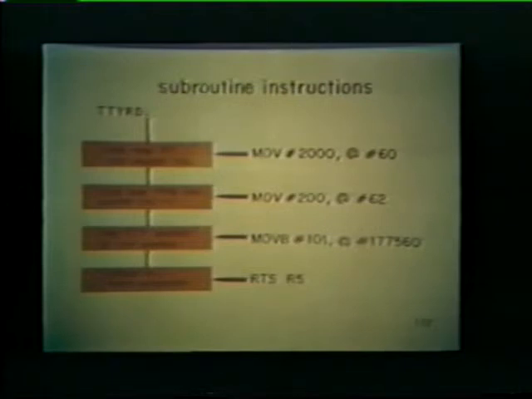We'll take another quick look at the reader subroutine instructions before we go on. The routine is located in memory at an address called TTYRD. The first instruction loads the starting address of the interrupt service routine into vector address 60. Then a new PSW is loaded into address 62. The PSW reflects a priority level of 4. This is followed by a move byte instruction that sets the reader enable and interrupt enable bits in the reader CSR. The last instruction is a return from subroutine, which returns the operation to the main program.